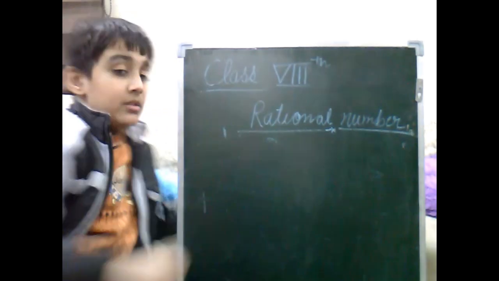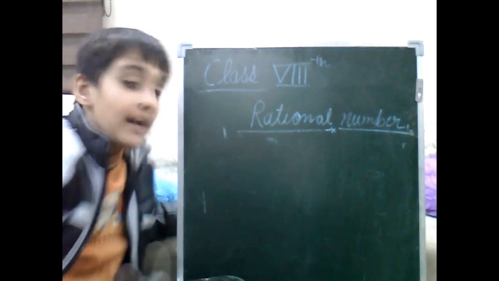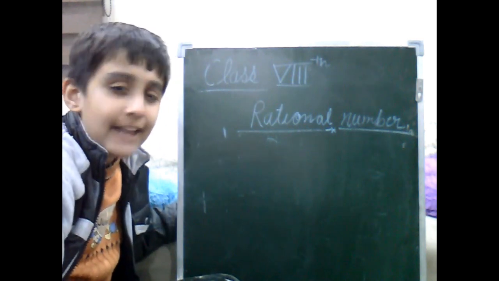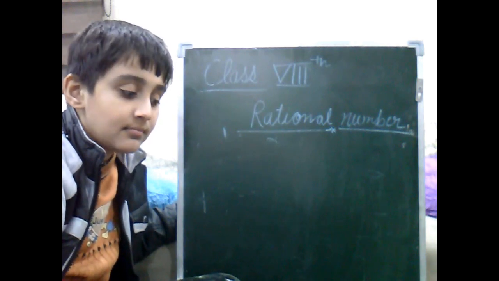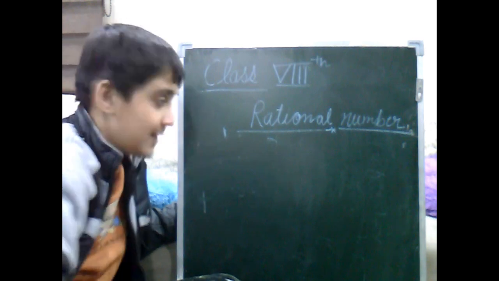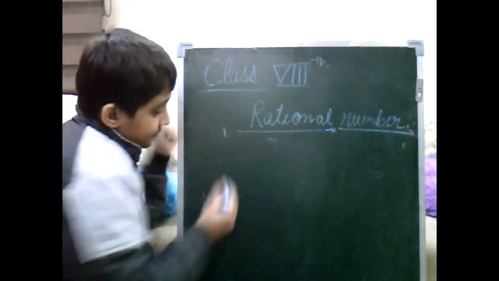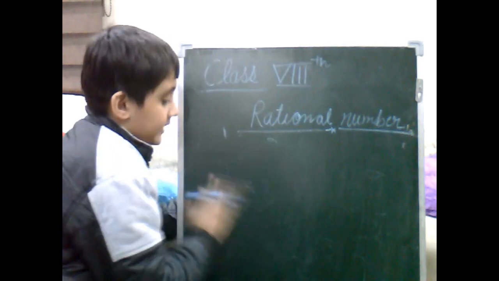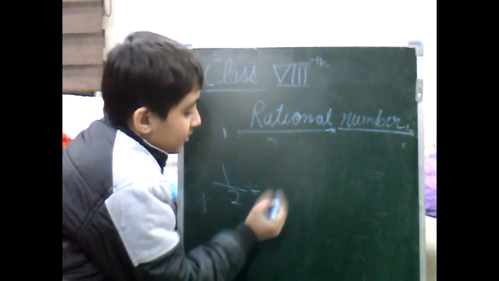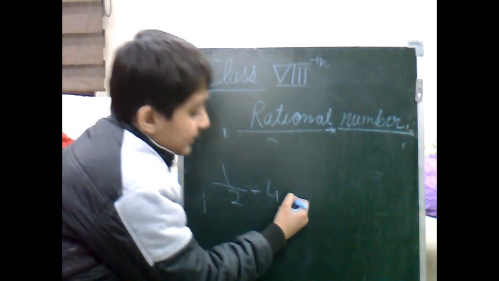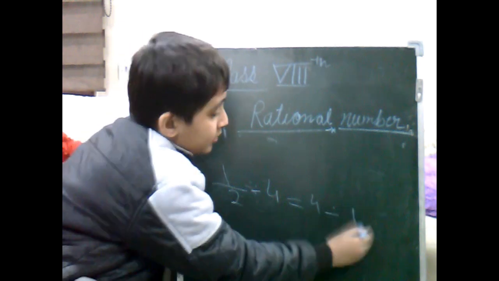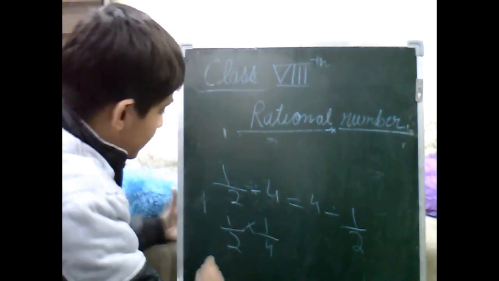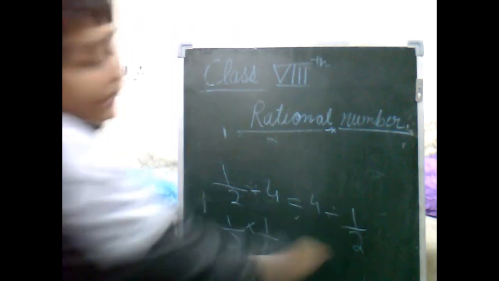Now, is division closed under commutative property? Let's verify. I would say no. But how can you believe me? If you don't believe me, let's verify it. It's fun, right? So 1 upon 2 divided by 4 should be equal to 4 divided by 1 upon 2. Let's verify. 1 upon 2 into 1 upon 4 is equal to 1 upon 8.